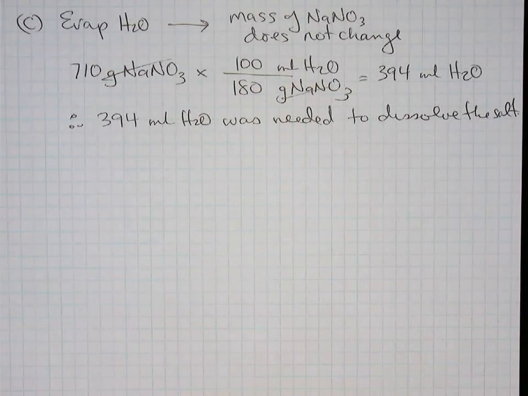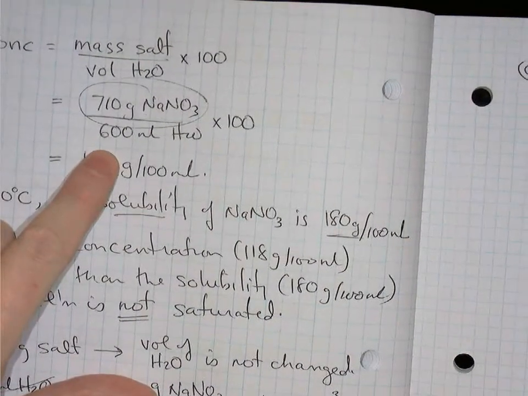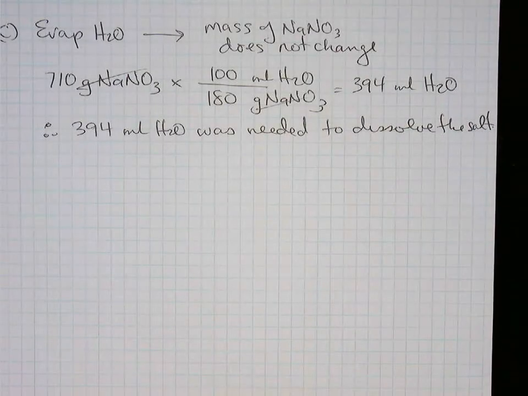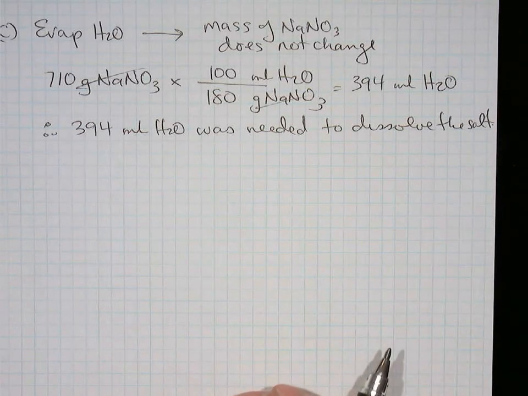Did they use that much water? Well, again, look back at the question. They used 600 mils of water, but they only needed 394 mils of water. So there's another way to look at why the solution was not saturated. They used too much water. Since they used too much water, we can evaporate the extra water and make the solution saturated.